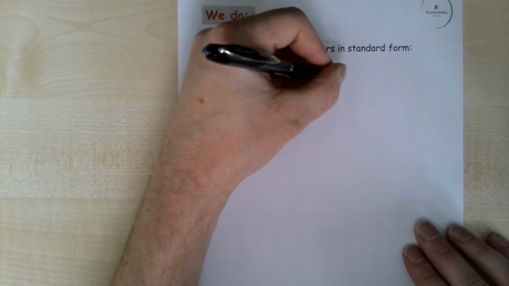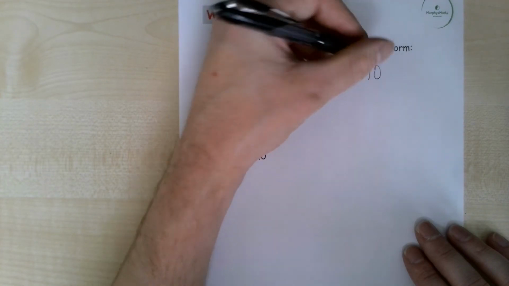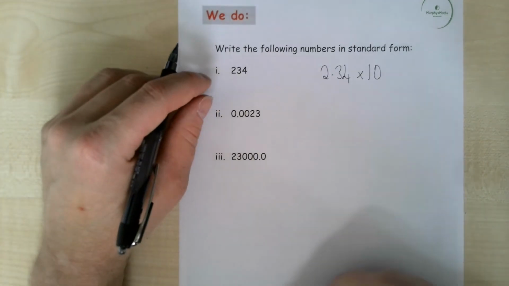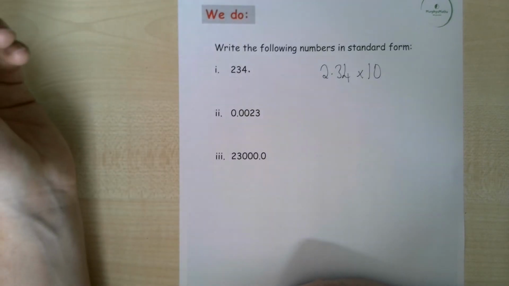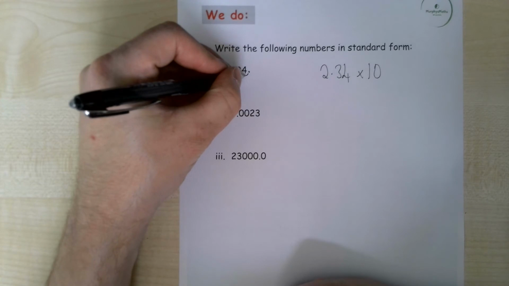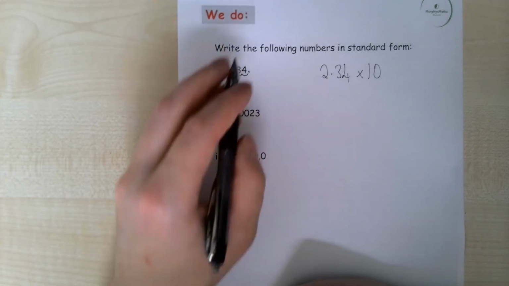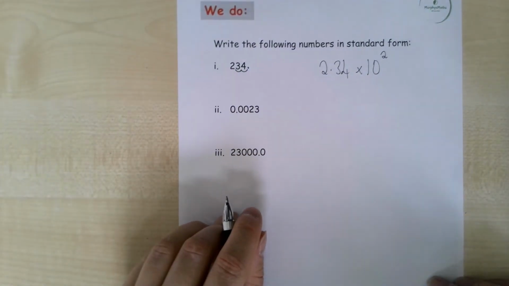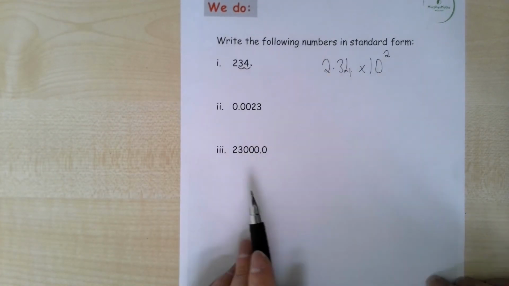So my first number is 234. So in standard form, that's going to be 2.34 in a way, multiplied by 10. There is no decimal point there at the moment, so we assume here it's at the end. And to get it to 2.34, we would have to multiply this by 10 twice. So there's my answer, 2.34 between 1 and 10, and it's times by 100 to get back to that ordinary form.